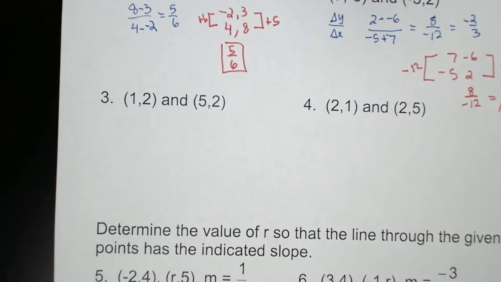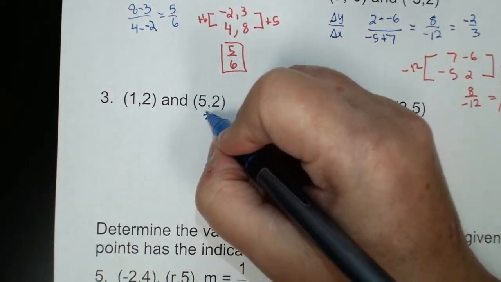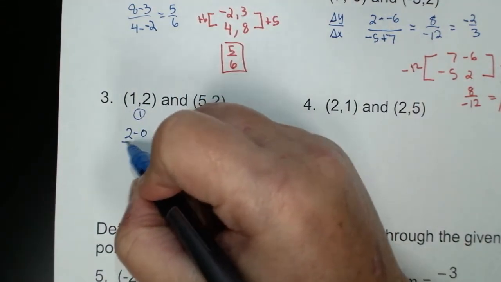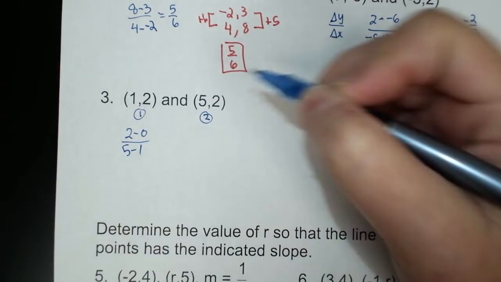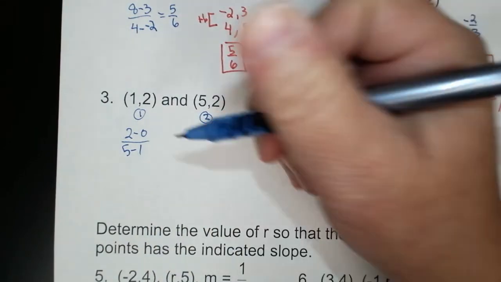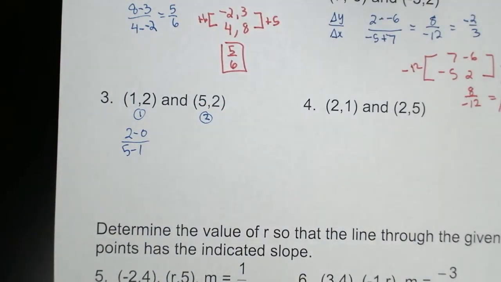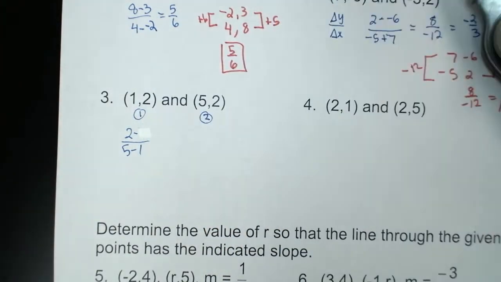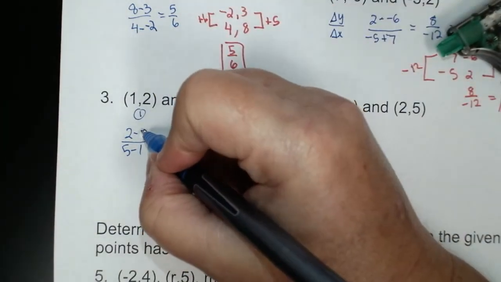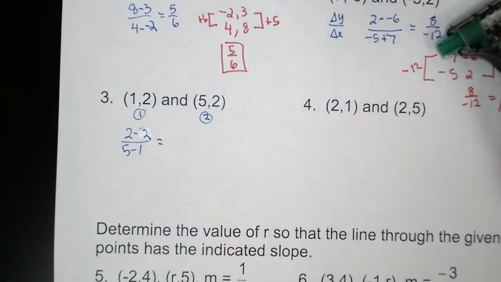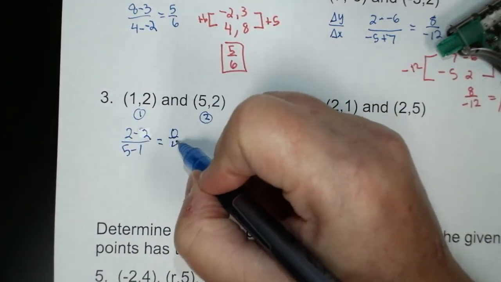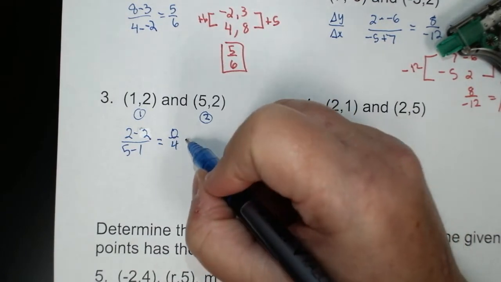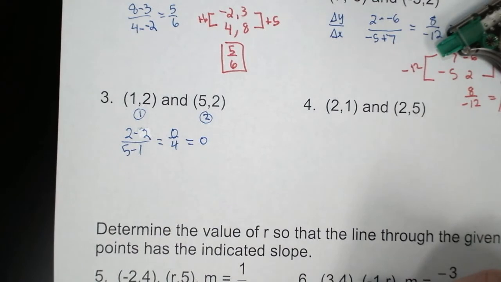Number 3. These are my second points. These are my first points. 2 minus 0 over 5 minus 1. No, sorry, I messed that up. That is 2 minus 2, which is 0 over 4. Anytime you have a numerator of 0 and a number in the bottom, that simplifies to 0.